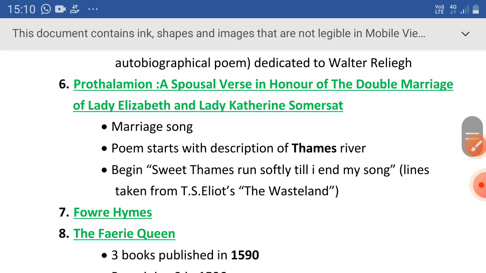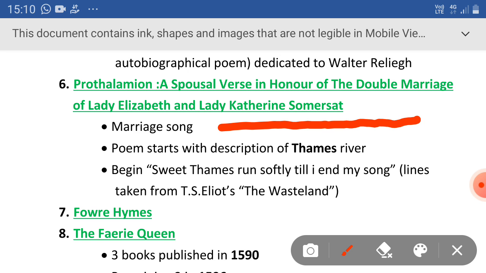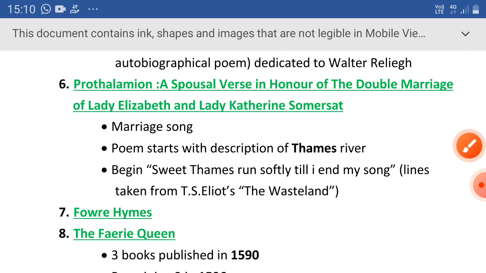Another work is Prothalamion. Prothalamion is the sixth work of Spenser, and the full title of Prothalamion is A Spousal Verse in honor of the double marriage of Lady Elizabeth and Lady Catherine Somerset. And this is also a nuptial song, a marriage song.